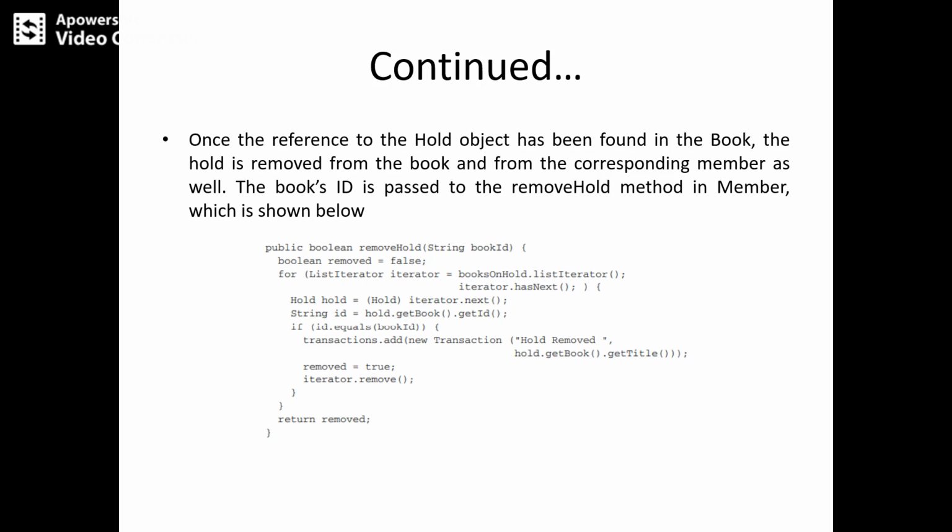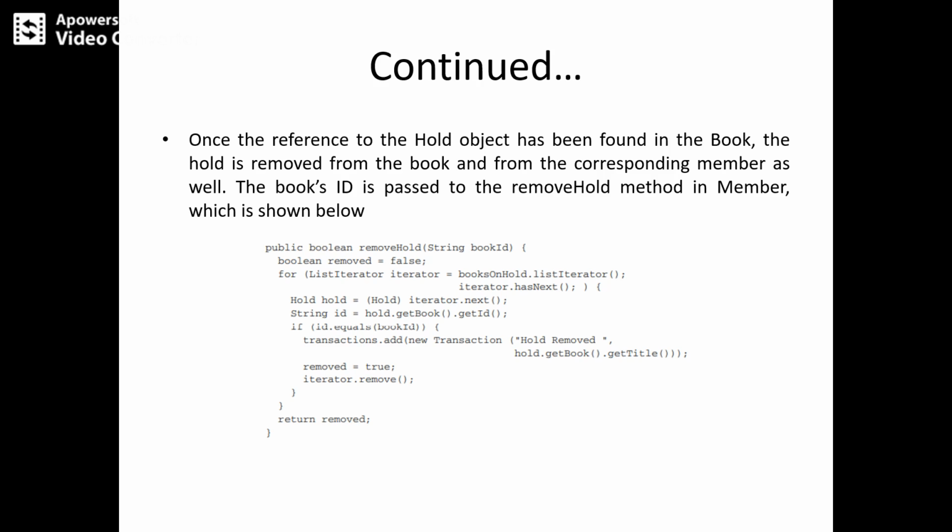Next, string id equal to hold dot getBook, a particular getId of that particular book, so the book ID where we need to check on, that is the hold dot book dot getId method will be checked. So if id is equal to the book ID, then we need to check transactions dot add, in the particular method, transactions dot add new Transaction. So that is going to be checked here, hold removed, comma hold dot getBook dot getTitle.